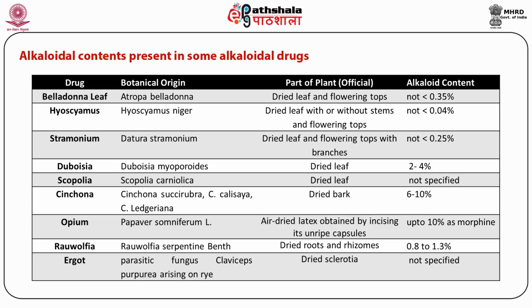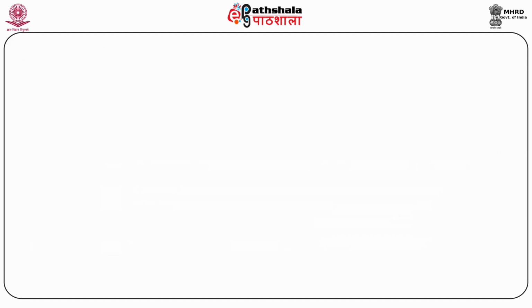Rauwolfia, as we know it, is Indian snake root, Rauwolfia serpentina. The roots and rhizomes are used that contain somewhere around 0.8 to 1.3% of total alkaloids. In the same way, ergot is a parasitic fungus growing on the rye plant. So the dried sclerotia contain several of those ergot alkaloids.